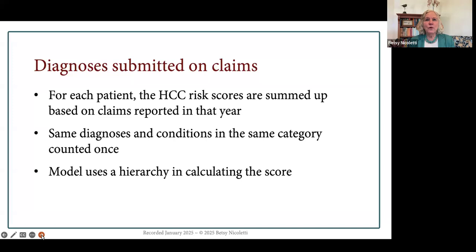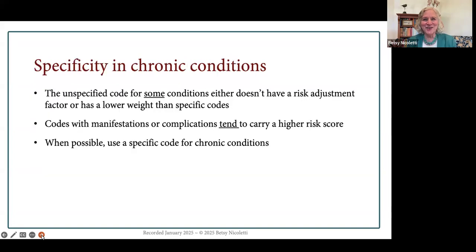For each patient who has a diagnosis code that has a risk score assigned to it, those risk scores are added up based on being submitted on a claim in that year. If they were seen 5 times for the same condition, it's only counted once. And some diagnosis codes and conditions in the same category are counted once. So if you have a patient who has 2 types of complications from type 2 diabetes, that's in the same category, and it is only counted once. And then the model uses a hierarchy in calculating the score. So some conditions cause other conditions not to be counted, and it's an actuary's dream, that section of the rule.